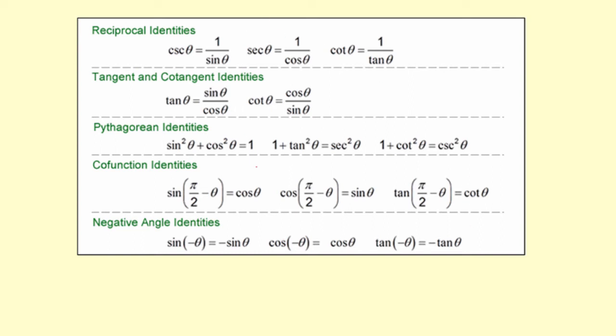So why are all these useful? What you're going to be doing is you're going to be using these in simplifying complex trig identities. An identity is something that is always true. It's not really like an equation.